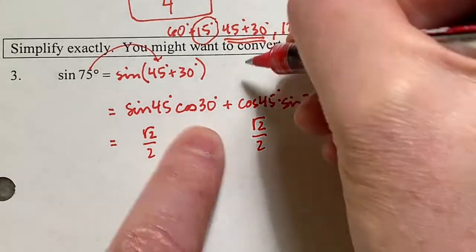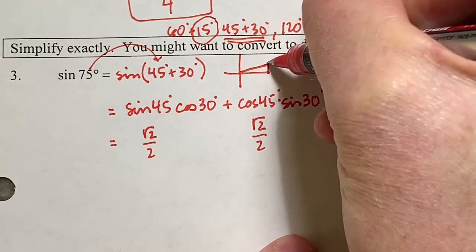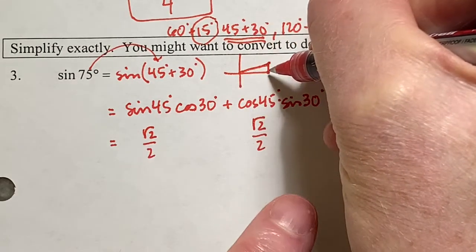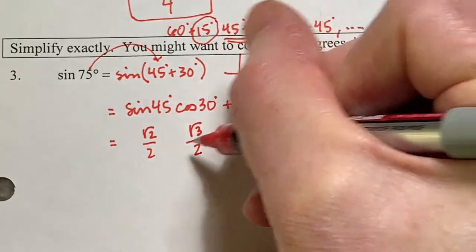And then what about 30 degrees? We haven't done 30 yet. 30 is right there. What did I do to get to 30? I went right a lot. So the cosine's the x. That's the amount to the right. That's a root 3 over 2.